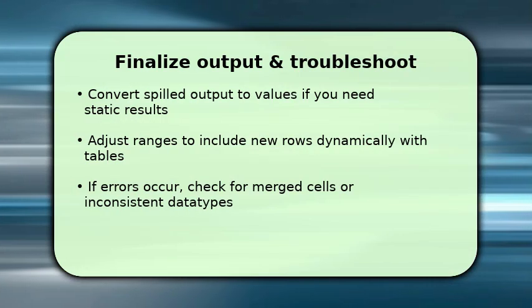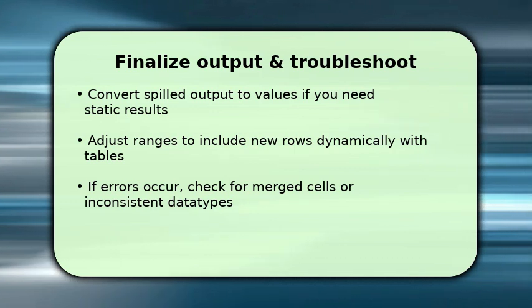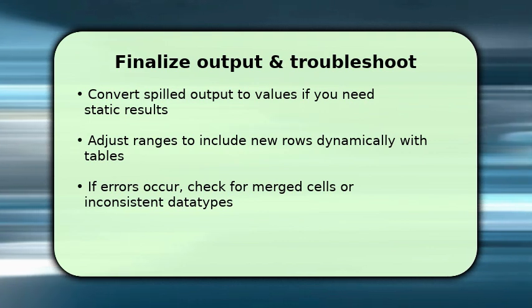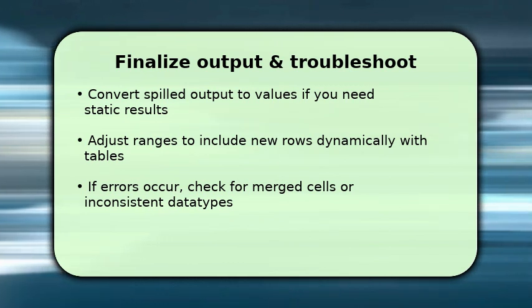Finish by deciding whether the spilled unique array should remain dynamic or become static. Copy and paste special as values to lock results, or convert the source to a table so new rows auto-include in the unique range. Once done, update dependent formulas and charts to reference the spill range properly. If something goes wrong, check immediately for merged cells, mixed text and numbers, or invisible leading spaces. Fix those and recalc. A final validation pass ensures your unique list is accurate and robust.